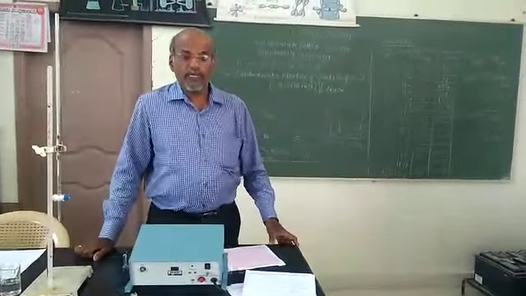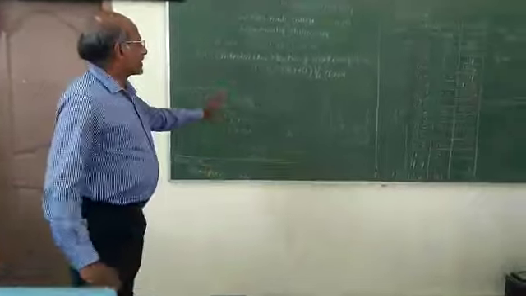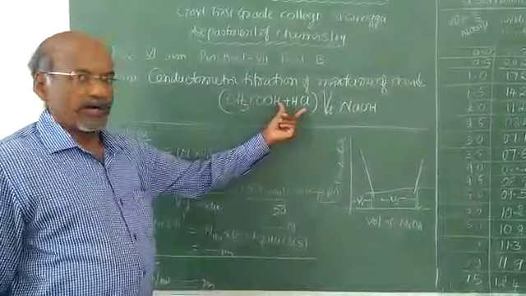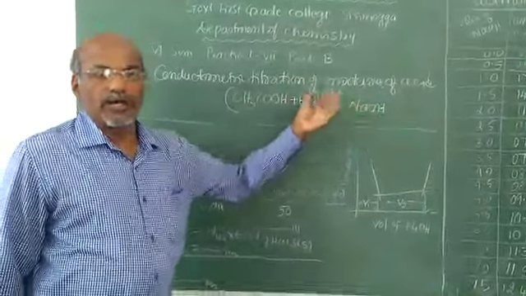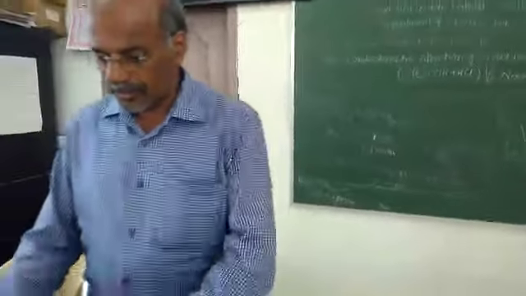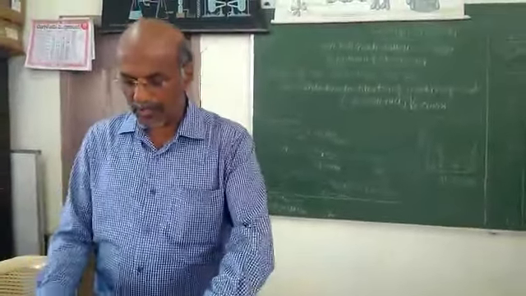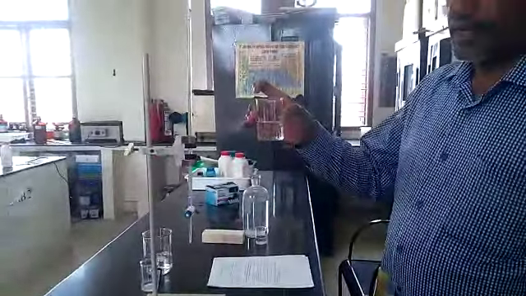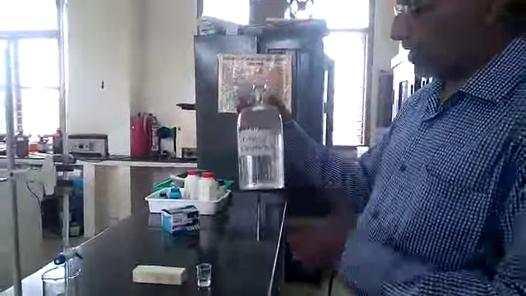I am going to perform another experiment, that is a conductometric titration of a mixture of acids, acetic acid and hydrochloric acid mixture, versus sodium hydroxide. So this is the instrument called a conductometer. The requirements are conductometer, conductivity cell, and mixture of acids. Its volume is given at the end of the experiment, and 1 normal sodium hydroxide and microburette.